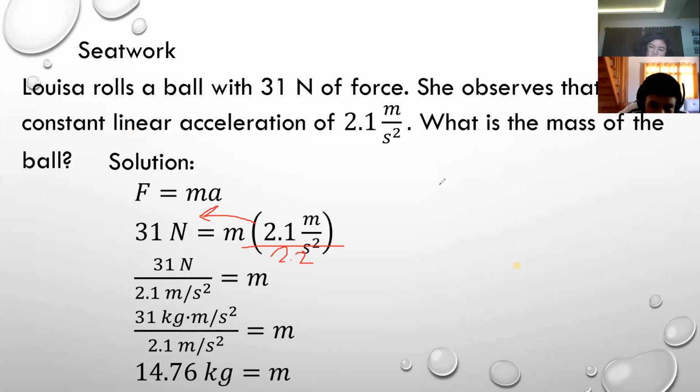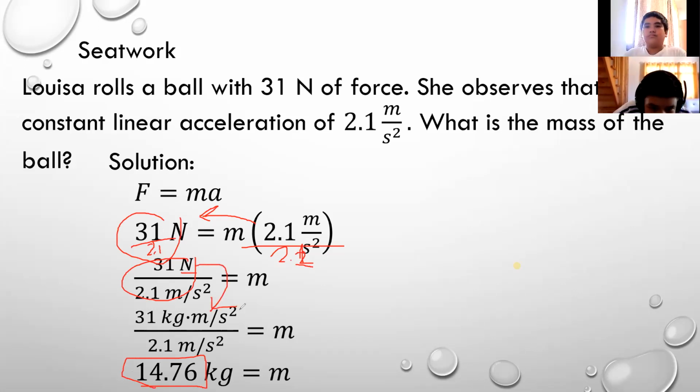Stop playing with annotation. Okay, so we are going to divide both sides by 2.1. So that value 2.1 is the divisor of 31, which is here. So 31 divided by 2.1 is 14.76. And you look at the unit, Newton, we converted Newton to kilogram meter per second squared. Therefore, we can now eliminate the unit of acceleration, leaving the unit of mass, which is kilogram, as the final unit for the unknown, which is mass.